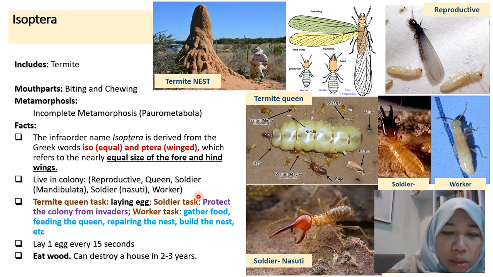And then the worker gathers food, feeds the queen, repairs the nest, and other tasks. So the worker has many tasks than the other castes. The queen lays an egg every 15 seconds, and they eat wood. They can destroy a house.